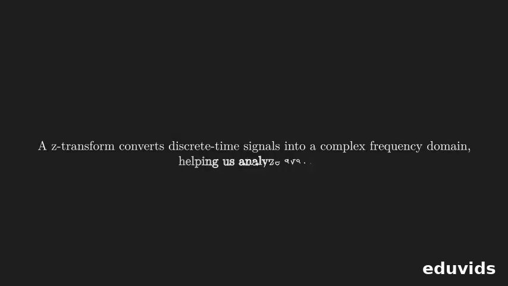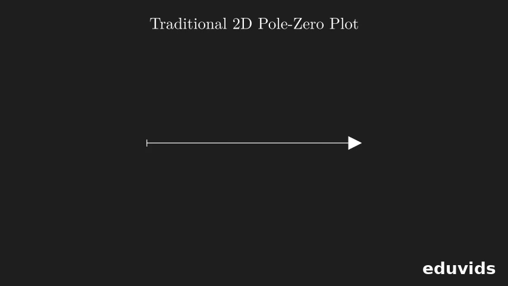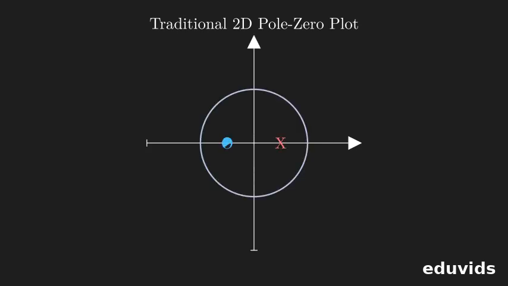A Z-transform converts discrete time signals into a complex frequency domain, helping us analyze systems. Traditional 2-dimensional plots of Z-transforms can make it hard to grasp all their properties at once. Visualizing in 3 dimensions helps reveal the full behavior of a Z-transform's magnitude and phase simultaneously.